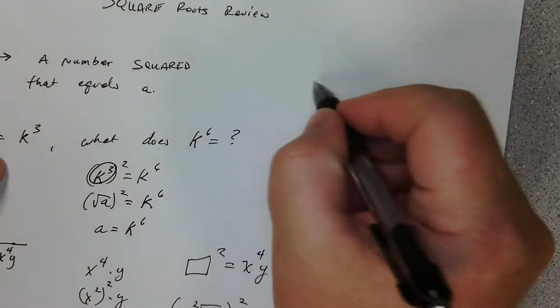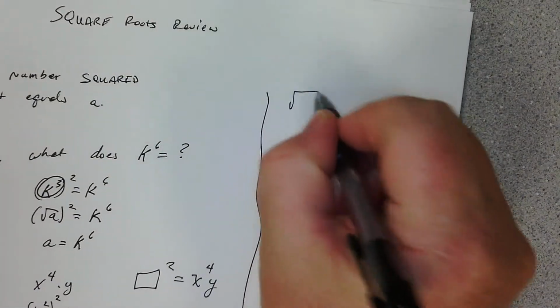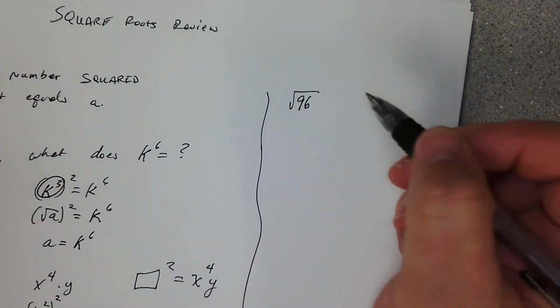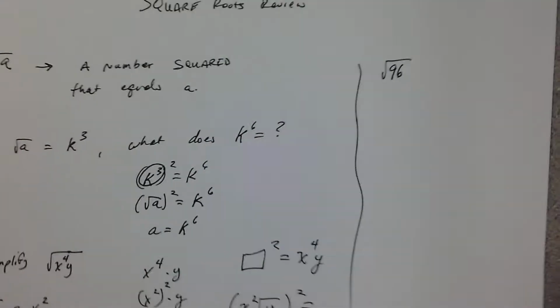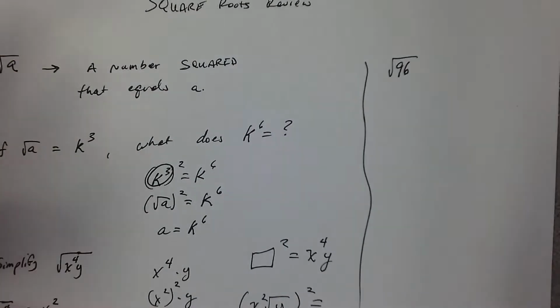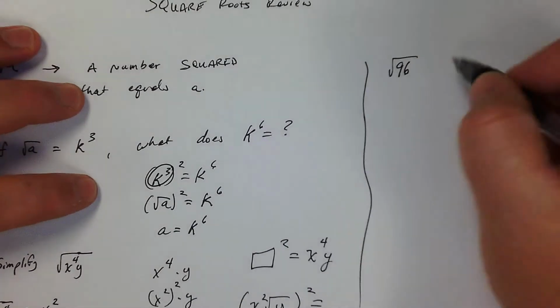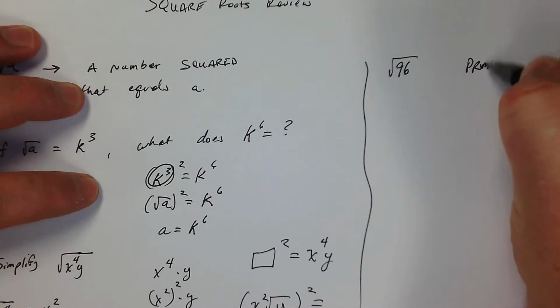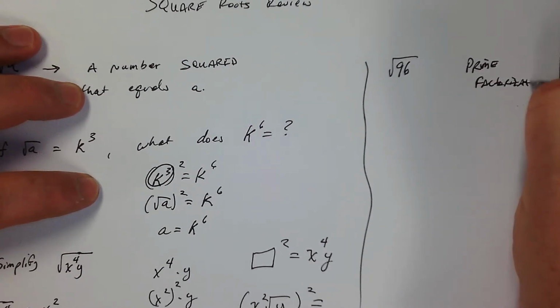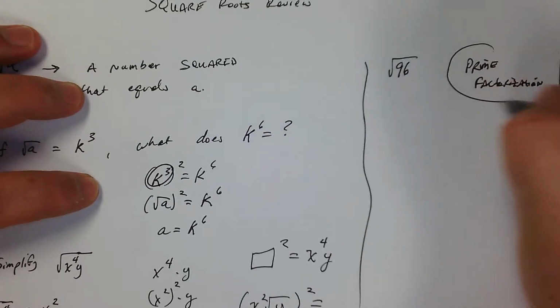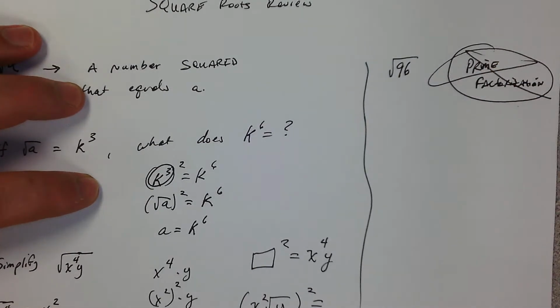All right, so now let's do the square root of 96. What we need to do is factor 96 and look for the largest perfect square. A lot of the time people do prime factorization, and I would suggest that that is a bad idea because prime factorization doesn't really address what square roots are. So I would say don't do that.